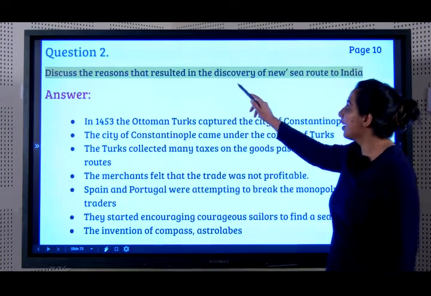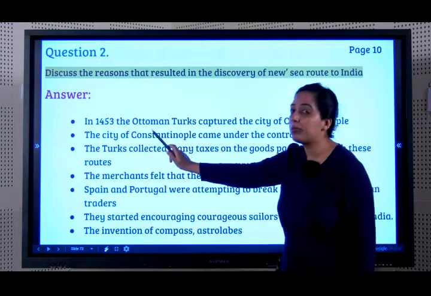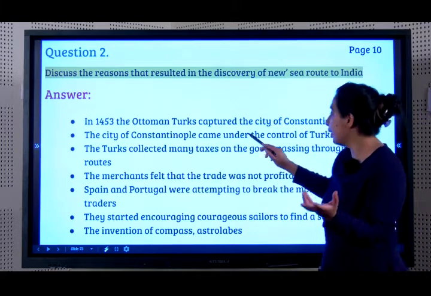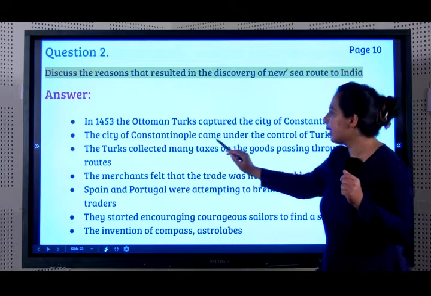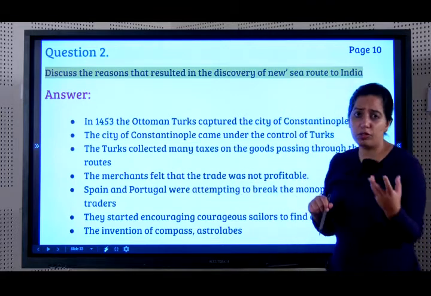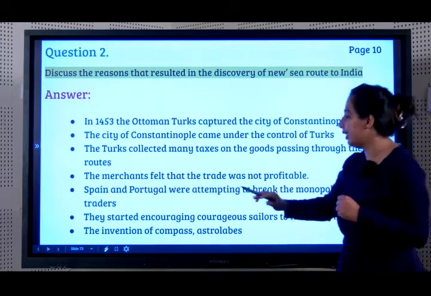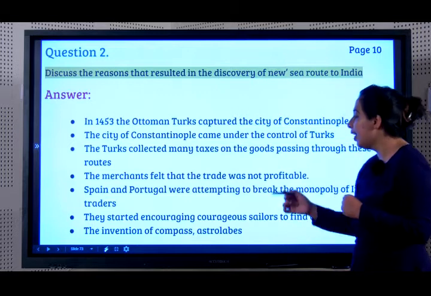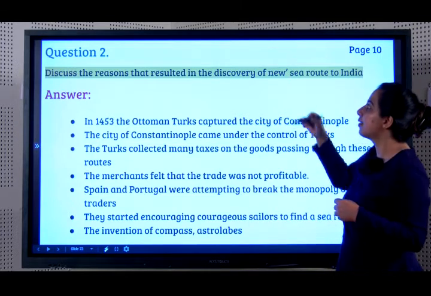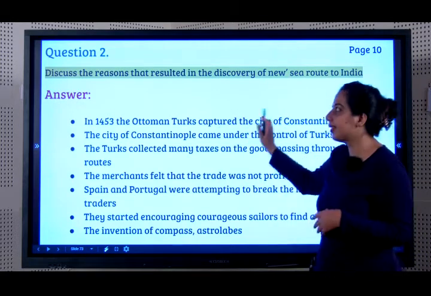Question 2. Discuss the reasons that resulted in the discovery of new sea route to India. Answer. In 1453, the Ottoman Turks captured the city of Constantinople. The city of Constantinople came under the control of Turks. They collected many taxes on the goods passing through the route. So the merchants felt the trade was not profitable. Spain and Portugal were also attempting to break the monopoly of Italy. They started encouraging courageous sailors, and of course there was the invention of compass, astrolabes and gunpowder. All these were the reasons that resulted in the discovery of new sea routes to India. You need to learn all the points here.